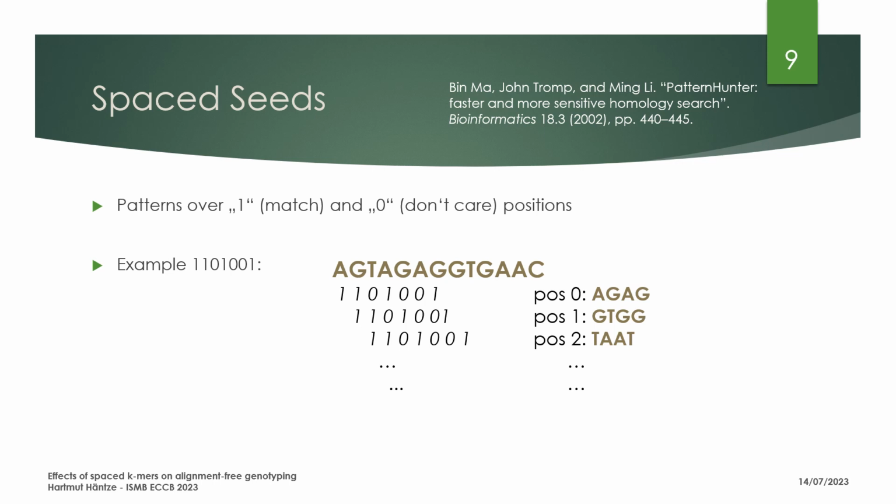A spaced seed is simply spoken a mask of 1 and 0, and we can shift this mask along a sequence and then iteratively just take the bases below a match position, which then creates our spaced k-mer.